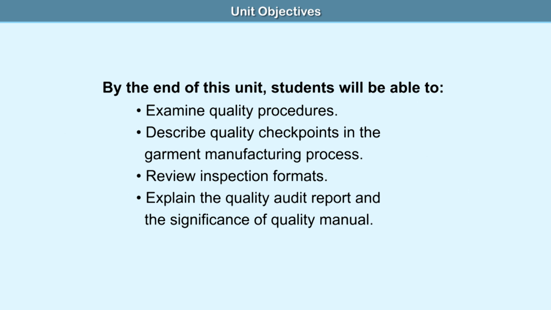By the end of this unit, students will be able to examine quality procedures, describe quality checkpoints in the garment manufacturing process, review inspection formats, and explain the quality audit report and the significance of the quality manual.